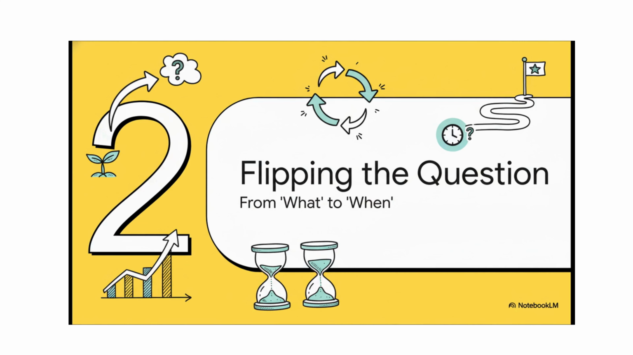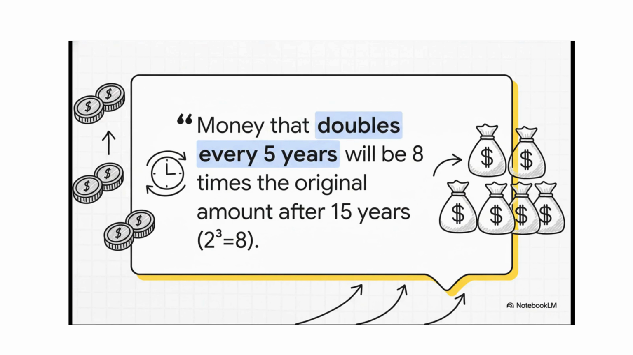They answer the question, if I start with this much and it grows this fast, what will I have down the road? But what if we flip that question around? What if we know where we want to end up, but we don't know how long it's going to take to get there? Here's a classic example. We want to know how much money we'll have.